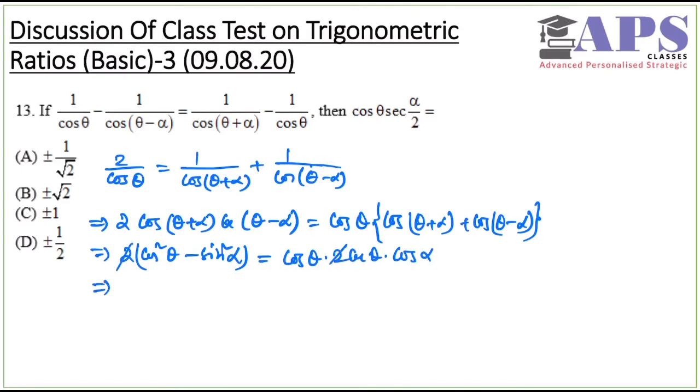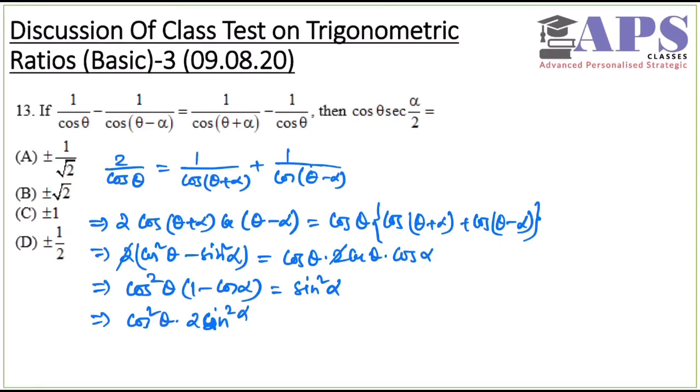If I take all the cos square theta term together, I will get 1 minus cos alpha here, and right hand side we will have a sine square alpha. So this is nothing but cos square theta into 1 minus cos alpha is 2 sine square alpha by 2. This side 4 sine square alpha by 2 into cos square alpha by 2. So now the sine square alpha by 2 is cancelled.